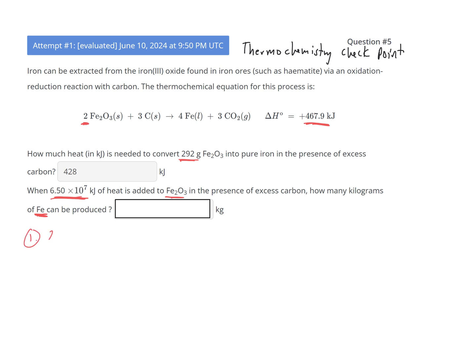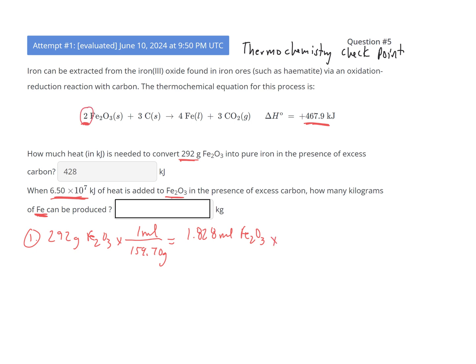So for part 1, I've got 292 grams of iron(III) oxide. I go and look up the molar mass of iron(III) oxide, and it's approximately 159.7 grams per 1 mole. So we can go and see 292 divided by 159.7. Got approximately 1.828 moles of iron(III) oxide in this reaction.